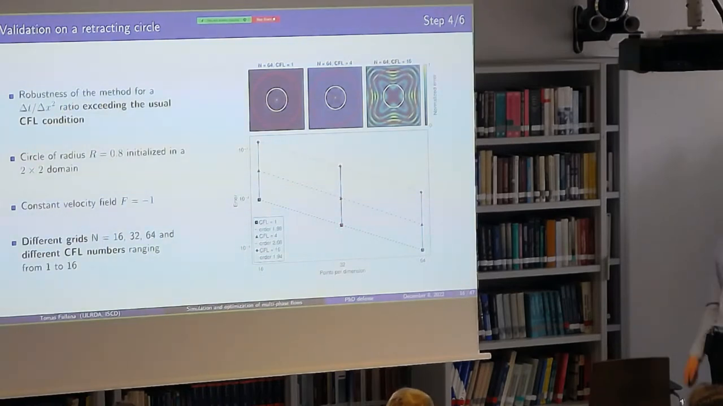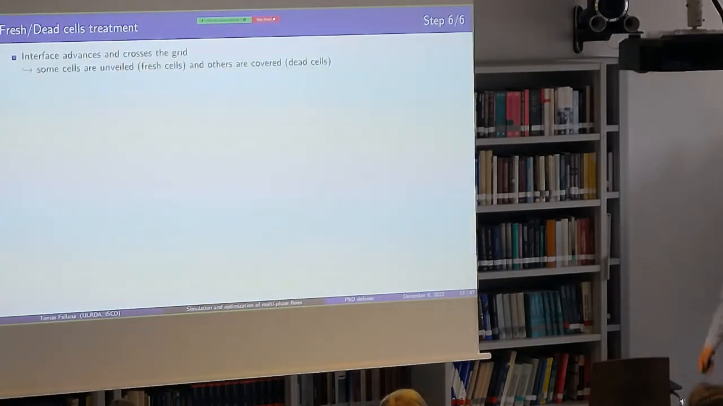Now, the last step, as we said, is to treat the fresh and dead cells. What happens when the interface moves over the Cartesian grid is that you might uncover or cover other cells.